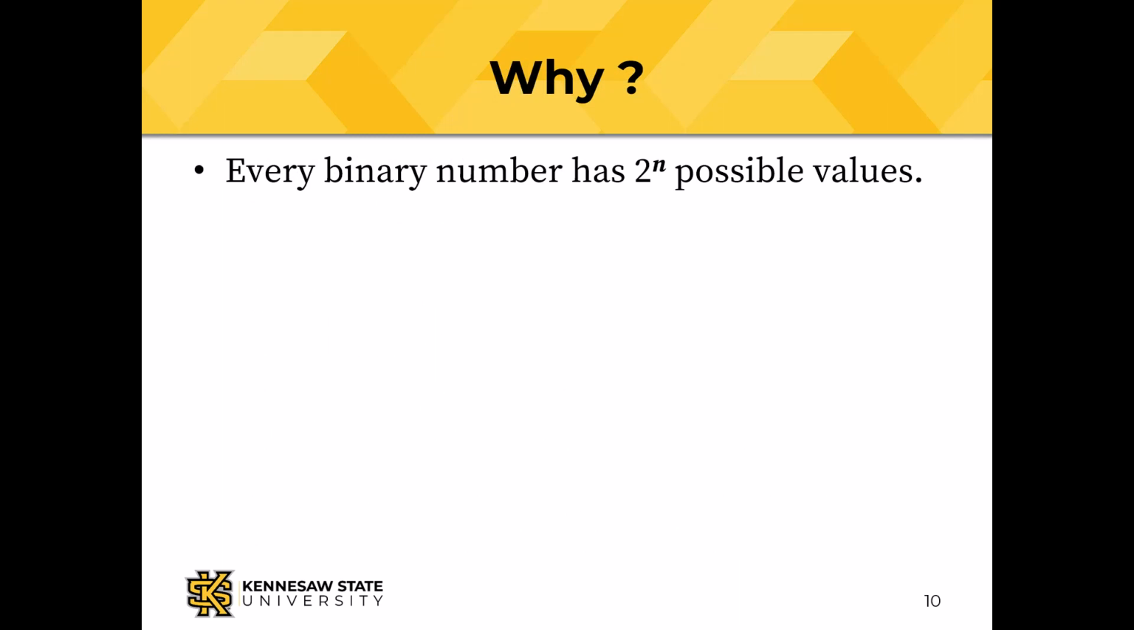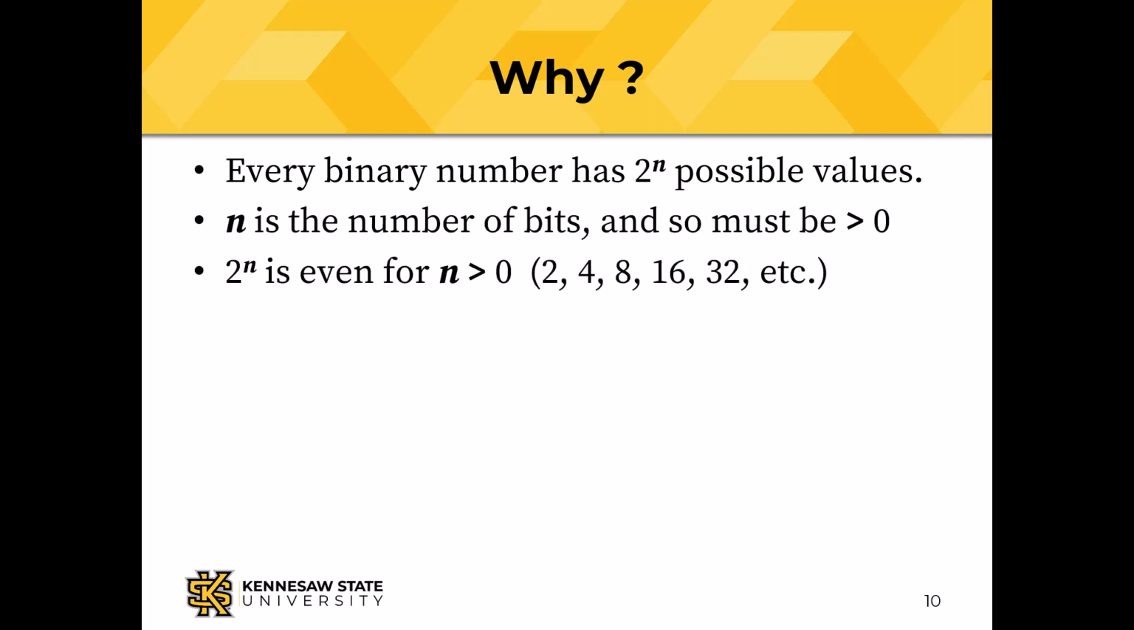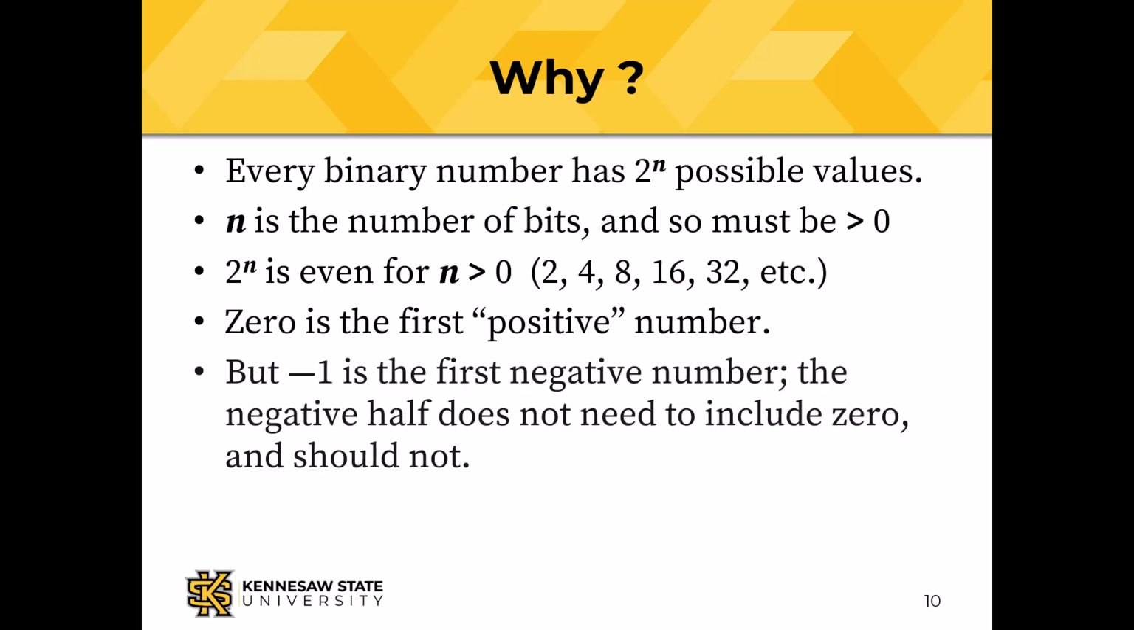Every binary number has 2 to the n possible values. N is the number of bits, so it has to be greater than 0, and 2 to the n is even for any n greater than 0. 2, 4, 8, 16, 32, and so on. 0 is the first positive number, but minus 1 is the first negative number. The negative half does not need to include 0 and should not include 0.